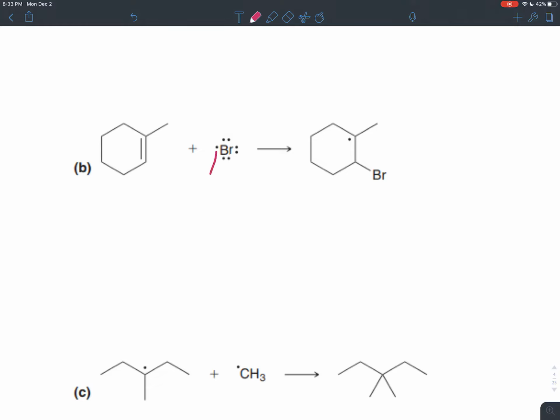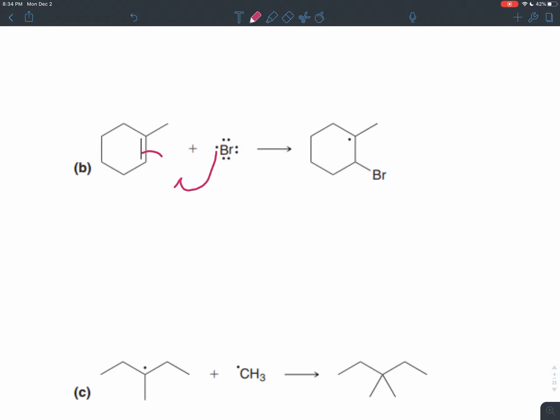So I'm going to start at that radical, and I'm going to use a fishhook arrow to point at the space between the bromine and the carbon where it's going to bond to. Now that's only 1 electron. To form this bond here, we need 2 electrons. So we need to get another electron, and we're going to get it from the pi bond. And the evidence here is that the pi bond breaks. The pi bond goes away. Now there are 2 electrons in this pi bond. We're going to use just one of them.